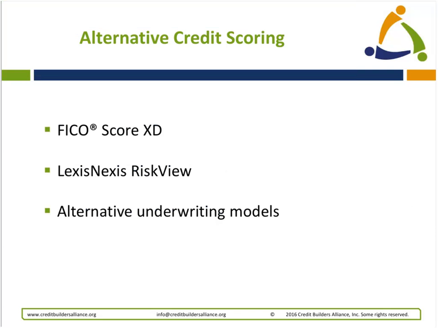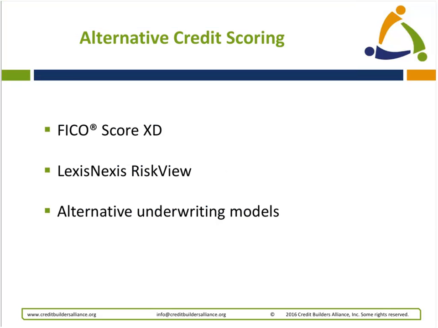Just a brief note on the topic of alternative strategies for credit building is that score modelers such as FICO are now starting to realize that many people who are unscored by traditional credit scores like FICO and Vantage might still be good credit risks, even though they haven't participated in the traditional credit economy.